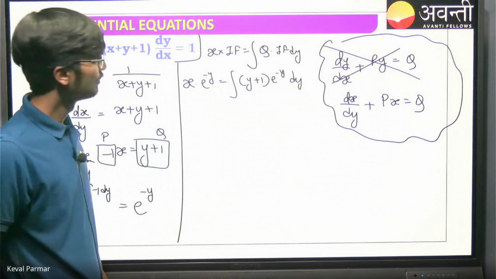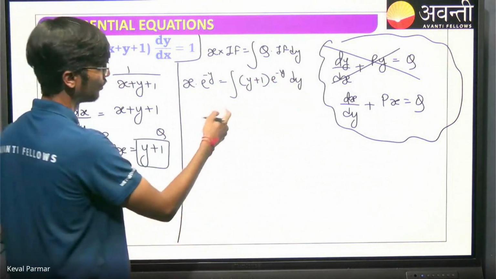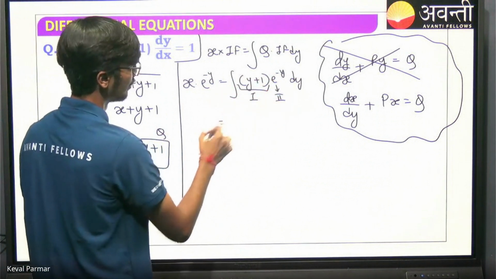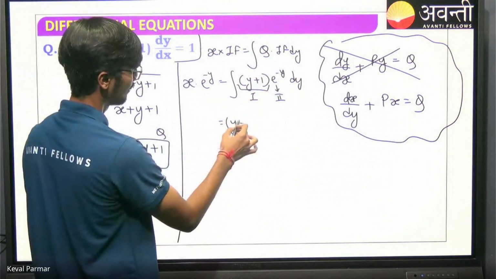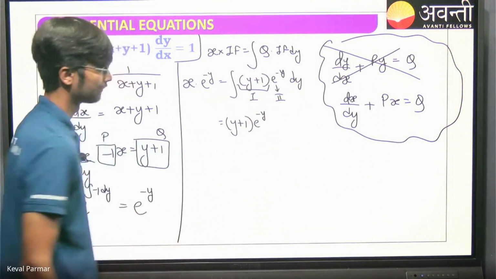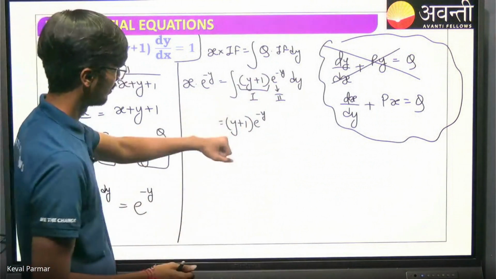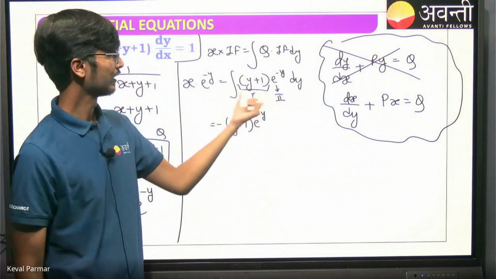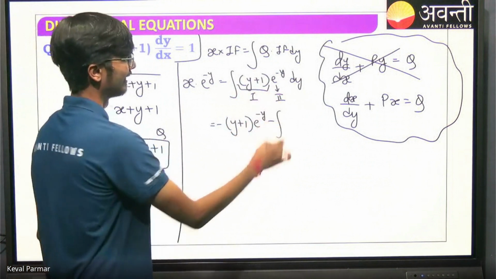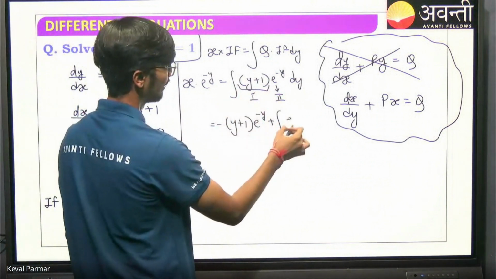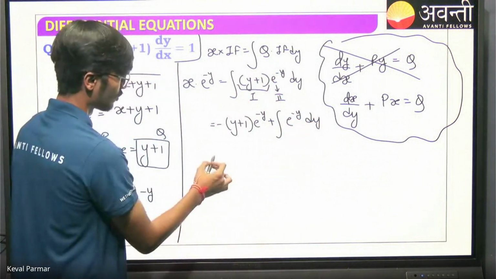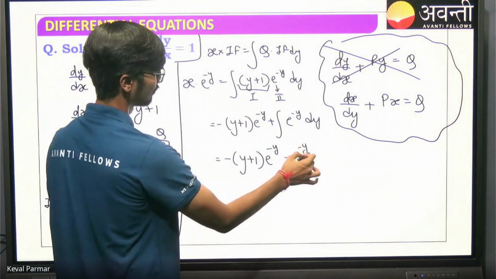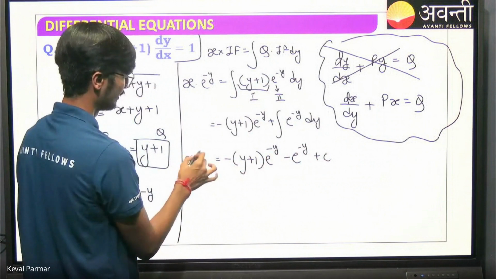Again, we will use integration by parts. You can either split it or directly use. This is the first function. This is the second function. So I'll get y plus 1 e raised to minus y, and also we integrated, right? So it will be minus y. First function into integral of second minus integration of this, which becomes plus e raised to minus y dy. So we got minus of y plus 1 e raised to minus y minus e raised to minus y plus c, equal to x into e raised to minus y.